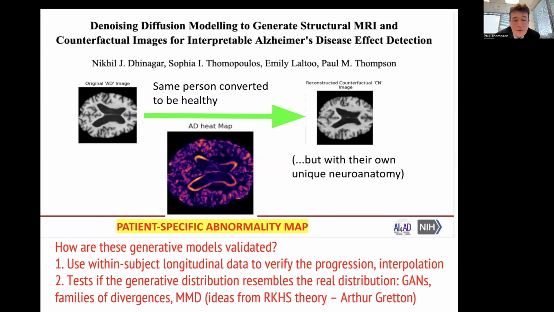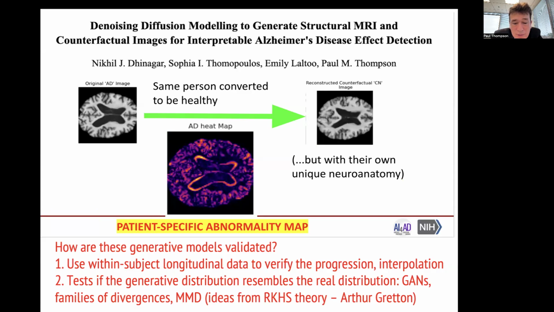Now, how are they validated? Usually, well, you've made an image, but how do you know that that's reasonable? One of the ways that these generative models are validated is within subject longitudinal data. So if you have many, many time points where an individual is scanned, you can check whether it's interpolated or extrapolated the brain trajectory in a reasonable way using standard metrics of error.